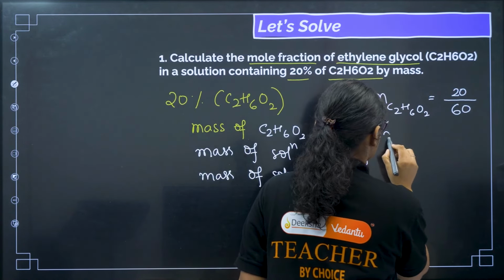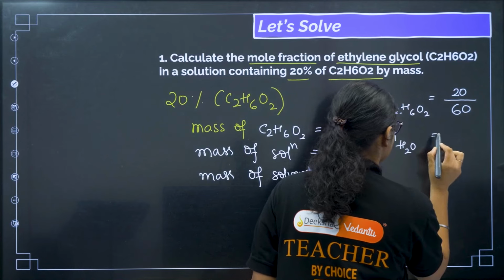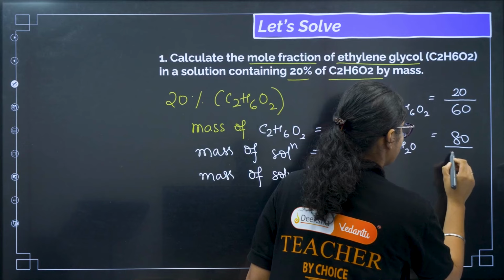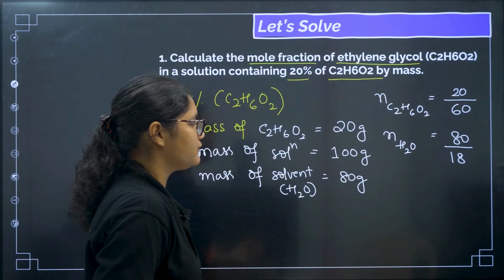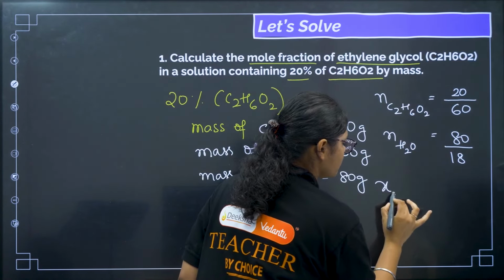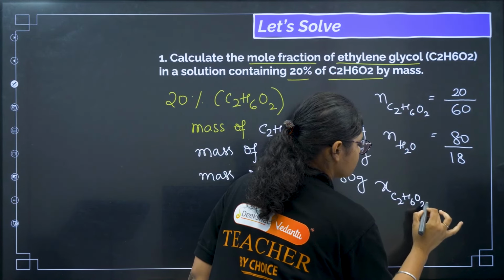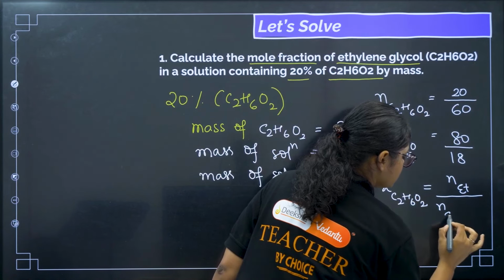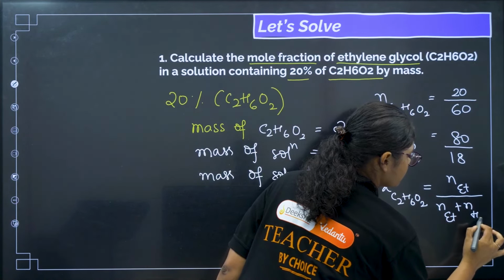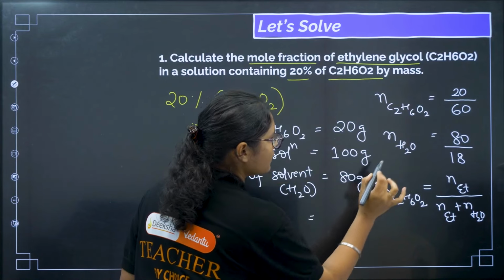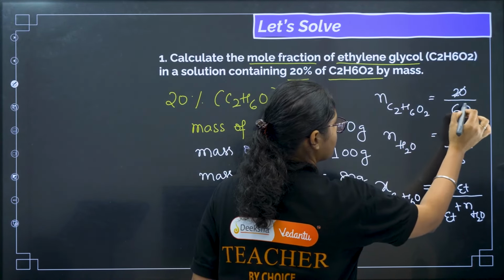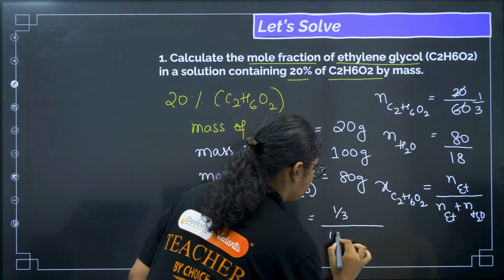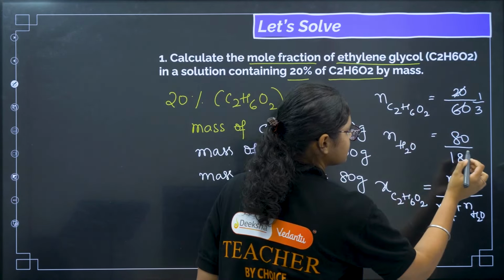Next, if we calculate number of moles of water, again given mass by molar mass, what is the given mass here? For water it is 80, and 80 by 18. Now we have to simply calculate the mole fraction of ethylene glycol. Mole fraction of ethylene glycol will be number of moles of ET by number of moles of ET plus number of moles of water, right? So if I add this, I can cancel this one, 1 by 3, right?